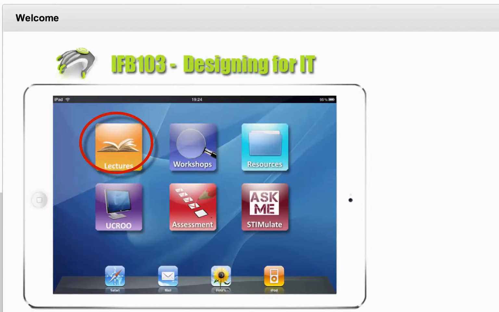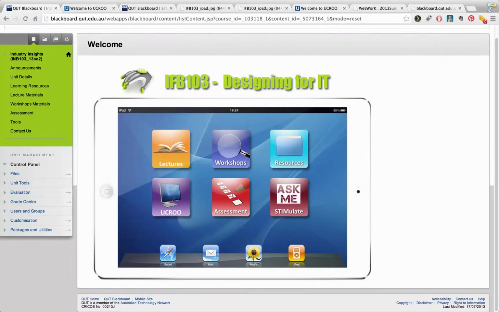However, all these icons will remain the same, and it's these icons that are linking them to their resources. So once again, it's just a very clear, obvious way to find your lectures, your workshops, your resources.